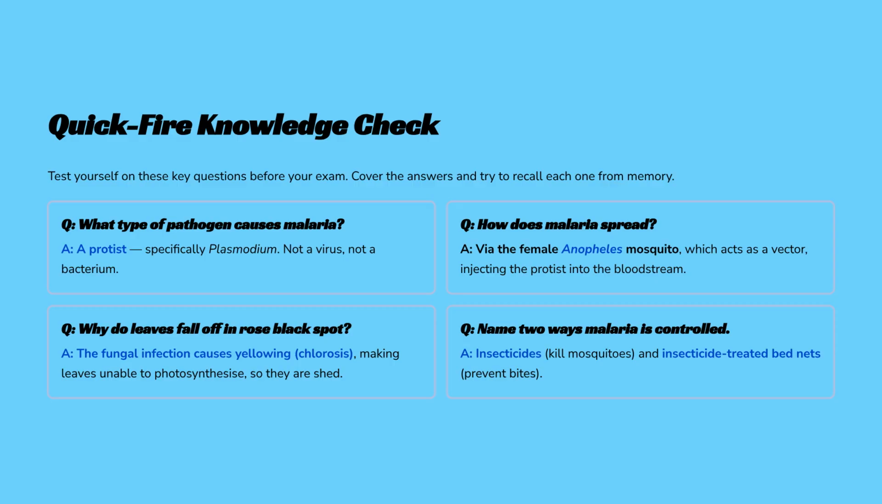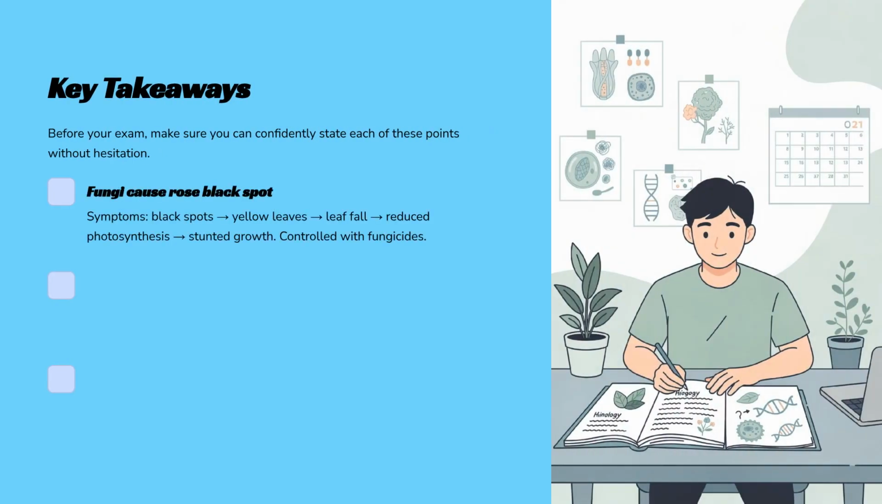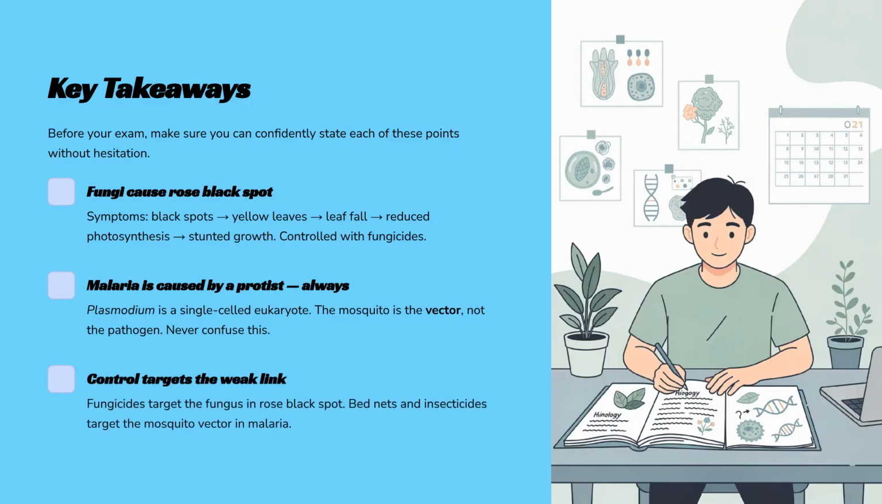Test your knowledge. Malaria is caused by a protist. It spreads via vectors. Rose black spot causes leaves to drop due to lack of photosynthesis. Are you ready? Finally, remember these takeaways. Fungi cause rose black spot. Malaria is always a protist, and control strategies target the specific weak link in each pathogen's transmission.